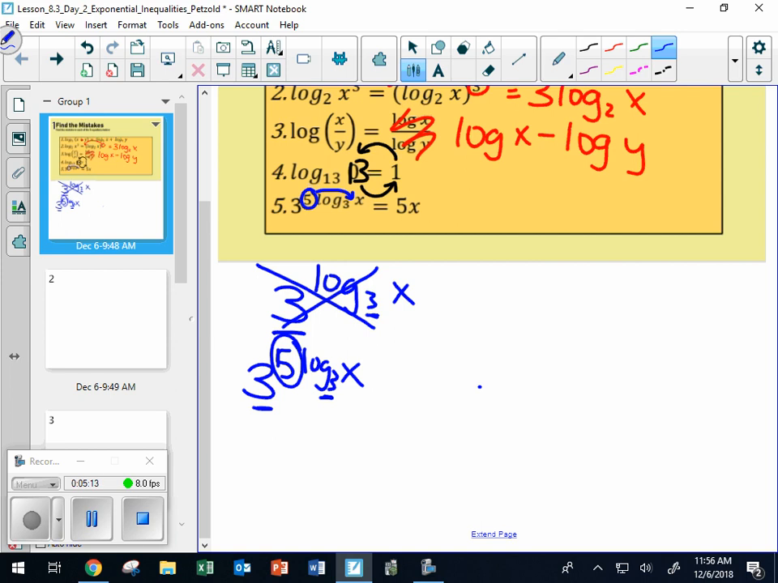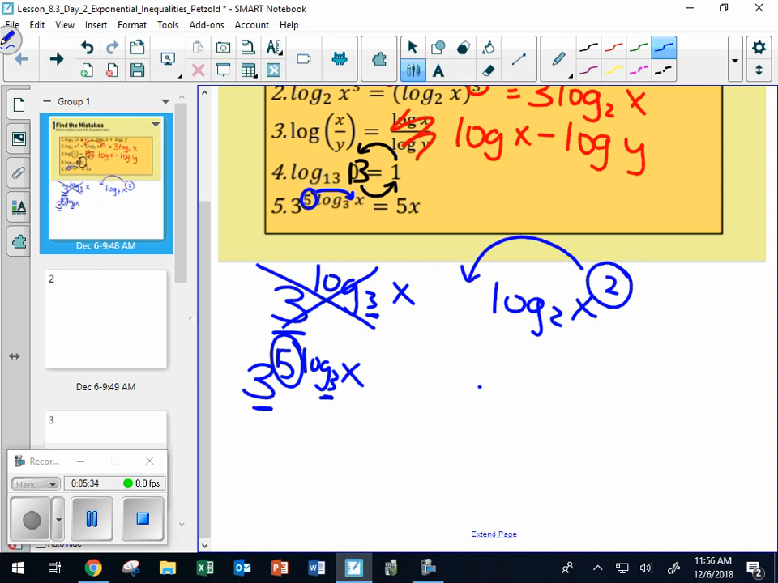So if we have a 5 in the way, and we want to put the 5 somewhere else, we can use our power rule, which tells us if we had something like log base 2 of x to the second, our power rule told us that we could take this exponent and move it out in front.